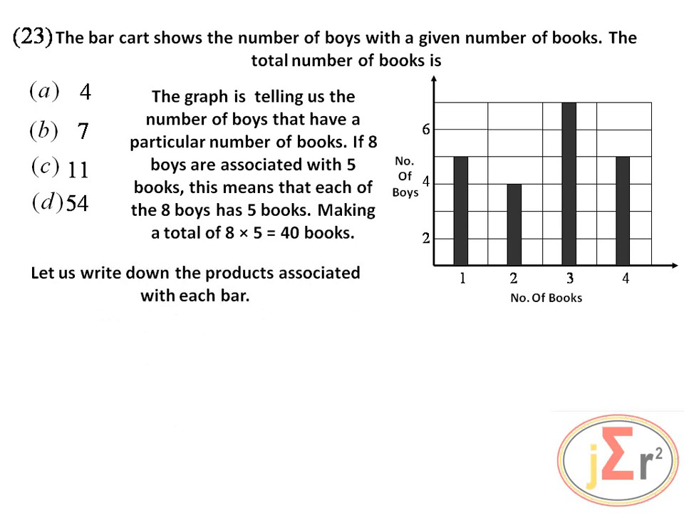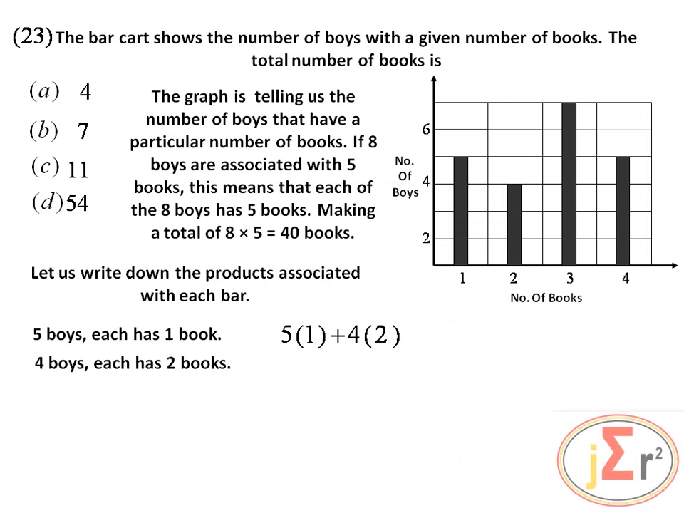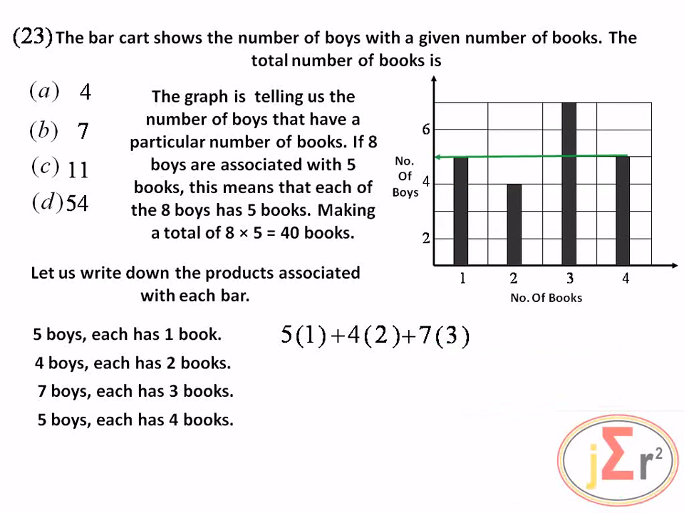Let us write down the products associated with each bar. So that bar, 5 boys, and each has 1 book. So 5 multiplied by 1. 4 boys, each has 2 books. So 4 multiplied by 2. Right here we have 7 boys, each has 3 books. So 7 multiplied by 3. And finally, 5 boys, each has 4 books. Lovely.